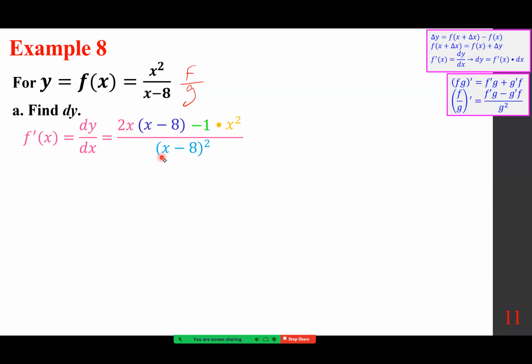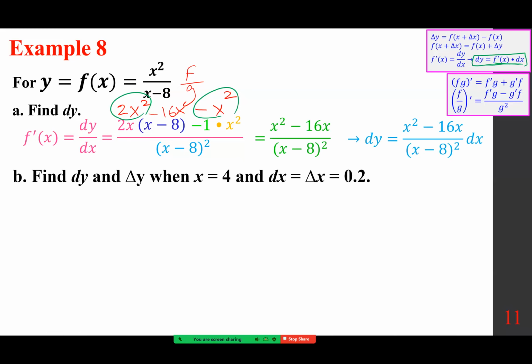And we are going to simplify the numerator by combining them in the following manner. We have 2x squared minus 16x minus x squared, and these two combine into x squared. And that's f prime or dy dx. Dy is the same thing, everybody, just times dx.